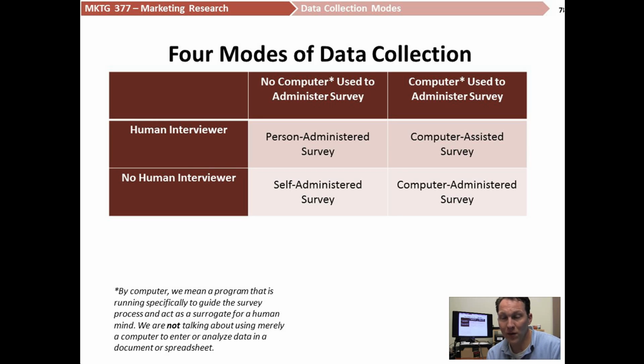If you have no human interviewer and you have no computer that's involved in administering the survey, then it's called a self-administered survey. And that's where the respondent takes the survey themselves, and there's nobody to tell them what's right or wrong or good or bad. They just do whatever they want to do. If you have a computer that's being used to administer the survey but no human interviewer, then you have a computer-administered survey, which means basically the computer is handling all of the tasks that an interviewer would normally handle. And if you have an interviewer who's entering data into a computer program, then that's a computer-assisted survey.